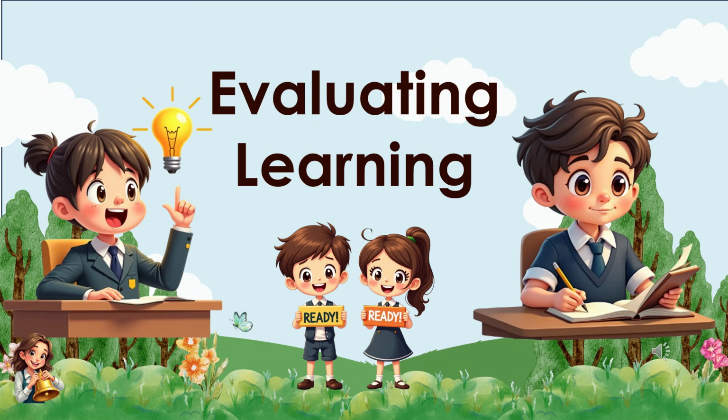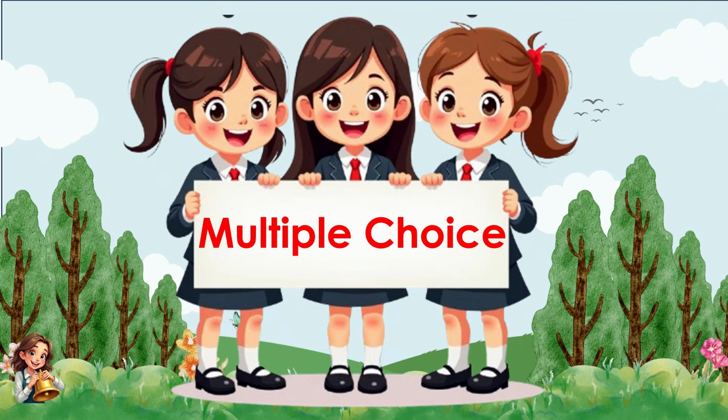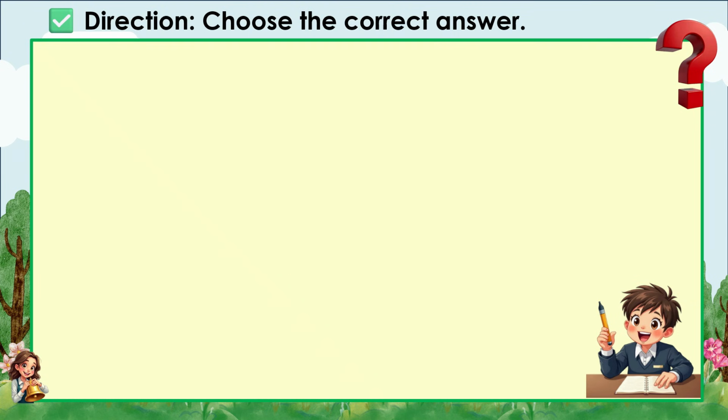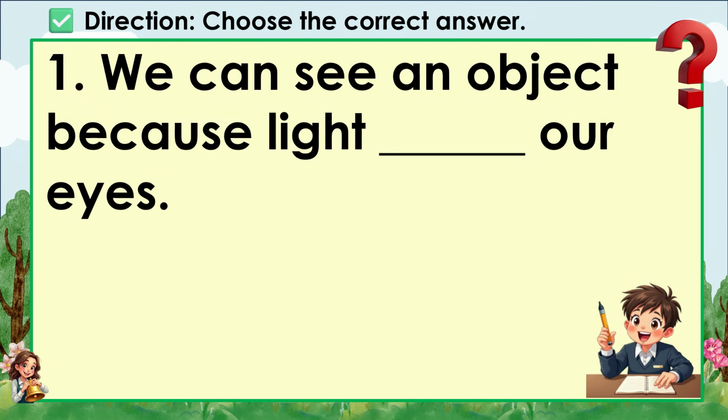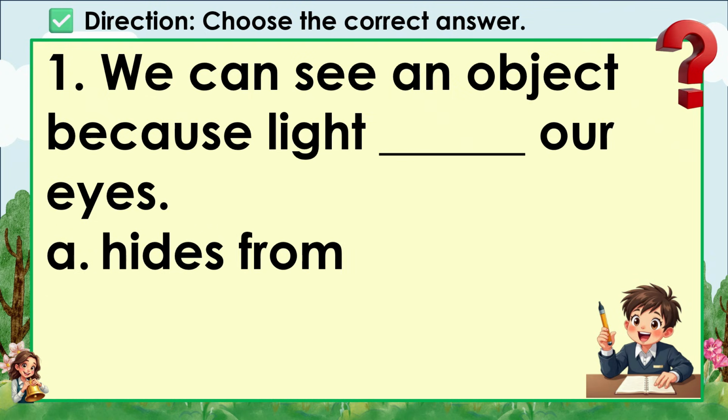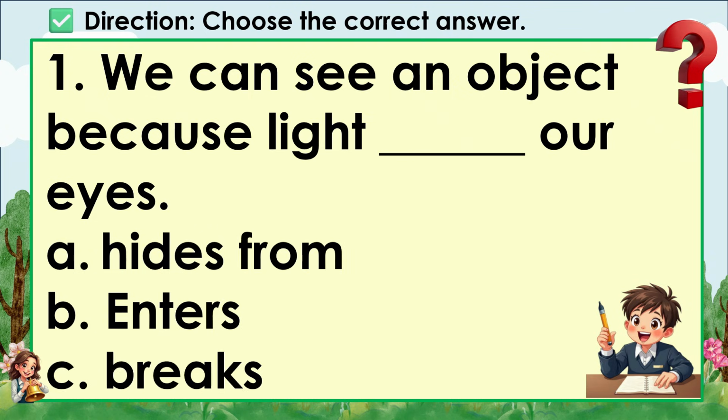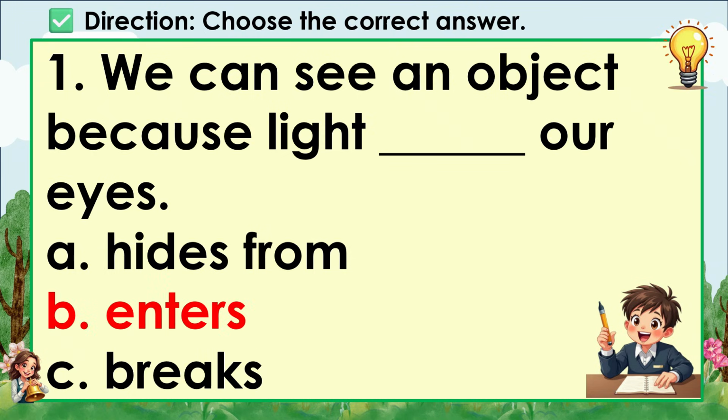Evaluating learning. Are you ready? Okay. Type 1. Multiple choice. So direction. Choose the correct answer. 1. We can see an object because light blank our eyes. A. Hides from. B. Enters. C. Breaks. The answer is B. Enters.